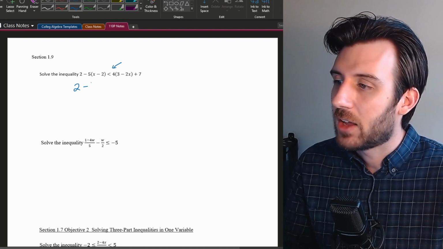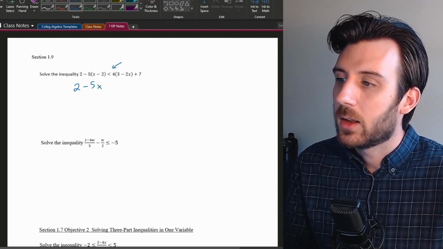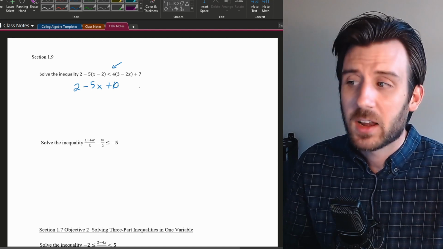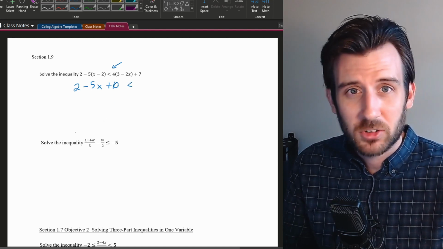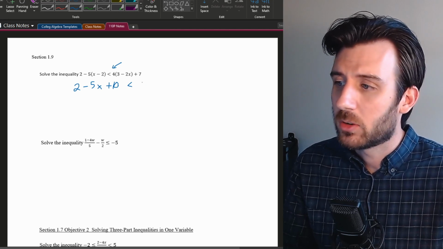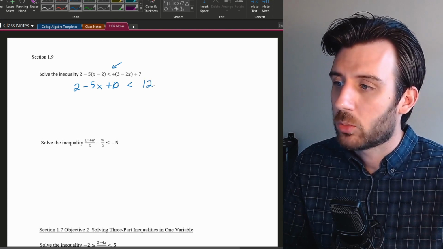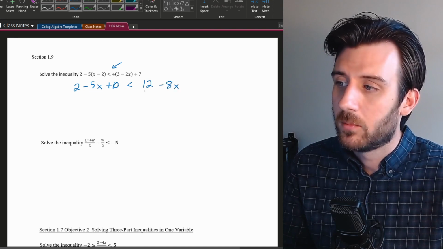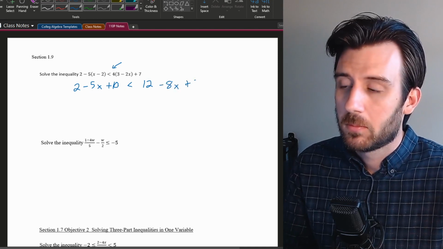So -5 times x would be -5x. -5 times -2 gets me a +10. Then I have my inequality. I haven't changed any meaning so far, so let's go ahead and leave that as it is. And then on the right-hand side, I'll do something similar. 4 times 3 would be 12, and then 4 times -2x gets me -8x. And then I would have +7.